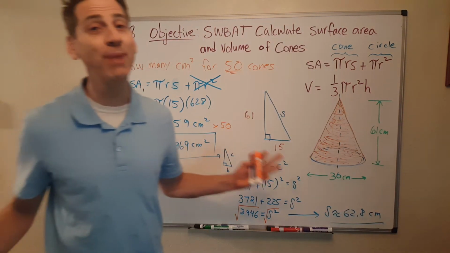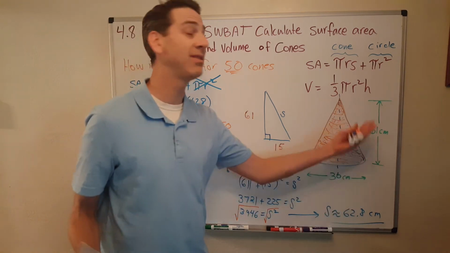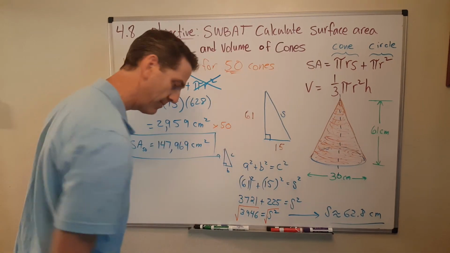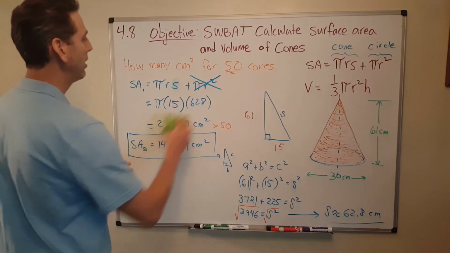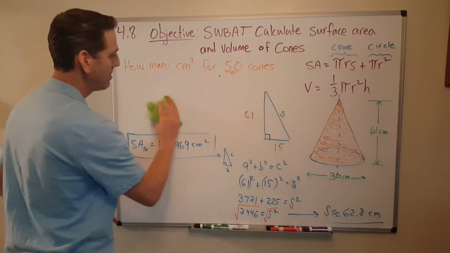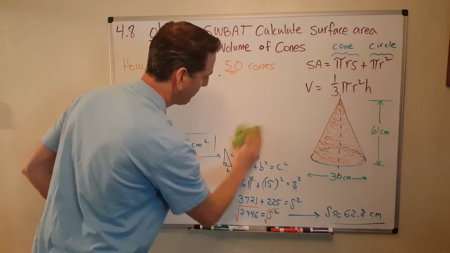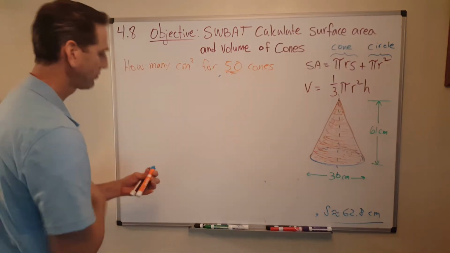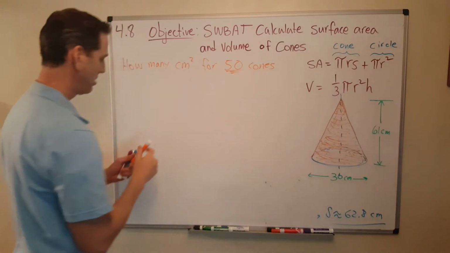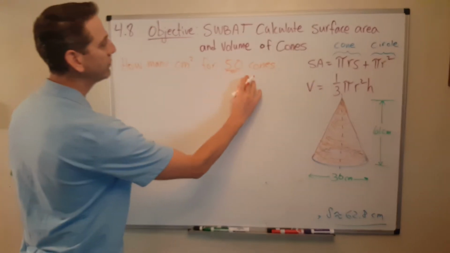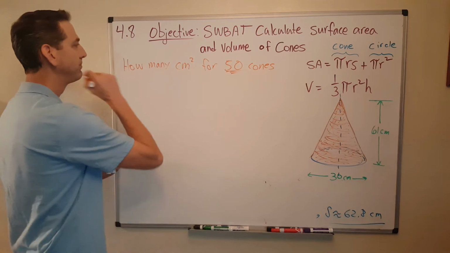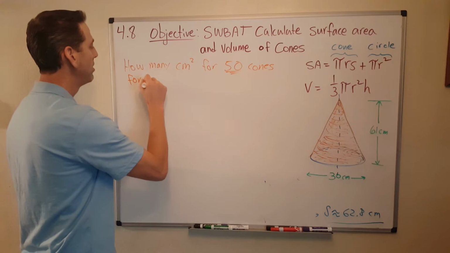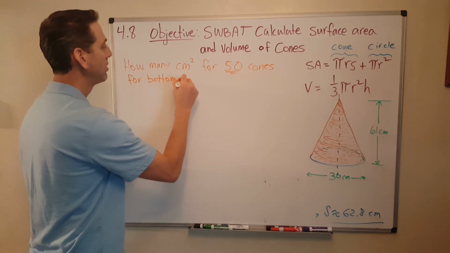All right, but we're not finished painting these cones, are we? We still have to paint the bottom black. All right, so let's do that. How much black paint are we gonna need? Let's see. All right, so how many for 50 cones for the bottom? All right, for the bottom circle.